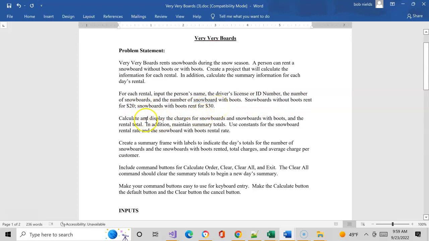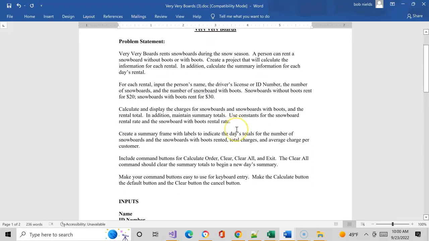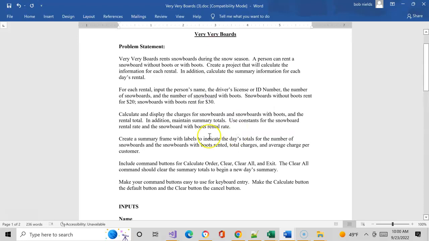Okay? Calculate and display the charges for snowboards and snowboards with boots and the rental total. You're going to do that for each customer that walks in the door, one at a time. In addition, maintain summary totals. Use constants for the snowboard rental rate and the snowboards with boots rental rates. We mentioned constants a little bit last week, but specifically on a solution. So we'll talk about constants a little bit more in this case.